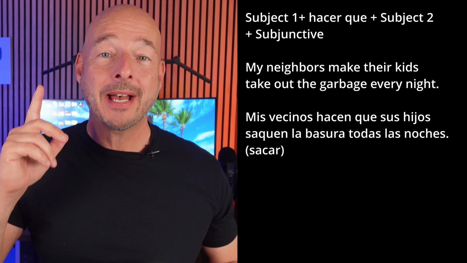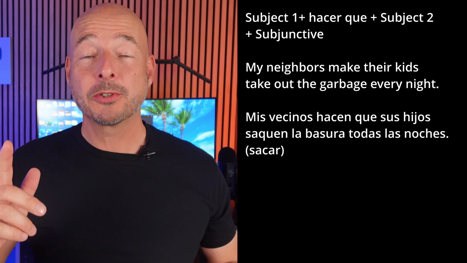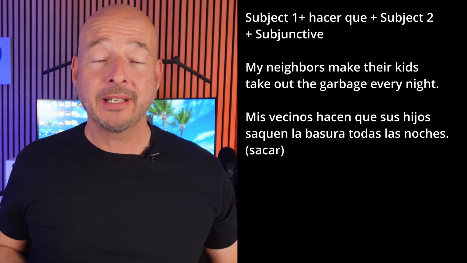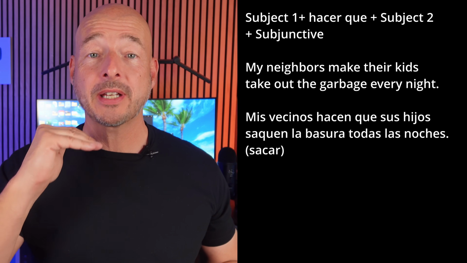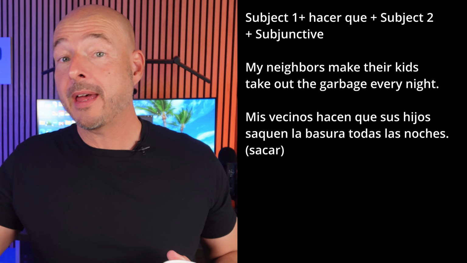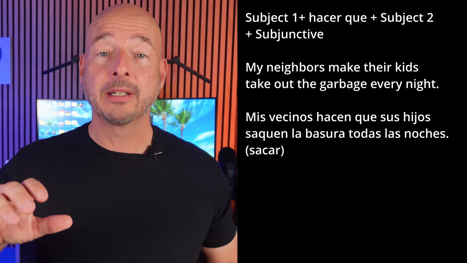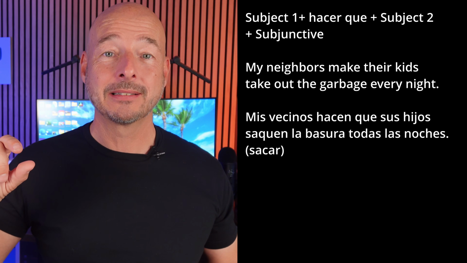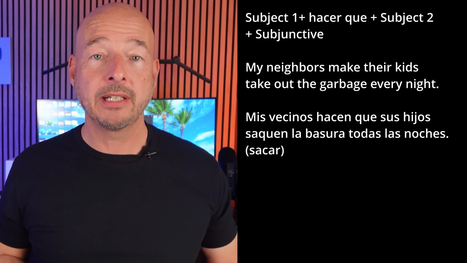Mis vecinos hacen que sus hijos saquen la basura todas las noches, right? We have two clauses separated by que. The first one is mis vecinos hacen. My neighbors make. We have que. It's like make that. Sus hijos saquen la basura. Their kids take out the garbage. Our verb there is sacar, and it's conjugated in the subjunctive.